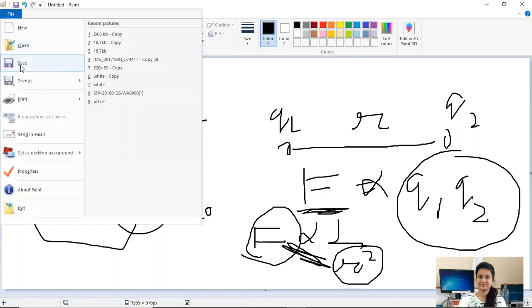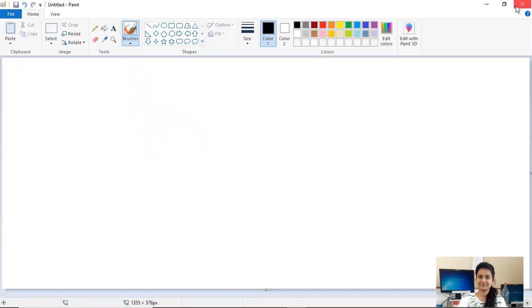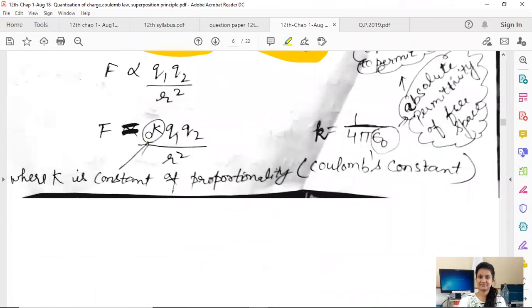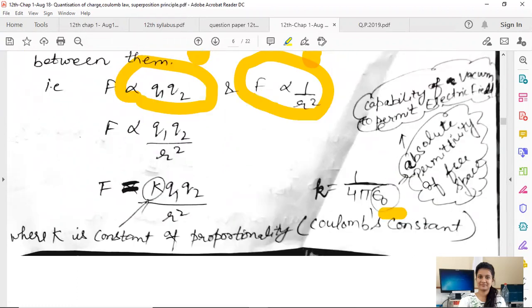Okay, is this clear? So F is directly proportional to q1 into q2 by r square. When you remove the proportionality sign to equate the equation, you put a constant of proportionality. This is called Coulomb's constant, and its value is 1 by 4 pi epsilon naught. And what is epsilon naught? Epsilon naught is the absolute permittivity of free space. What is absolute permittivity of free space? This is the capability of vacuum to permit electric field.